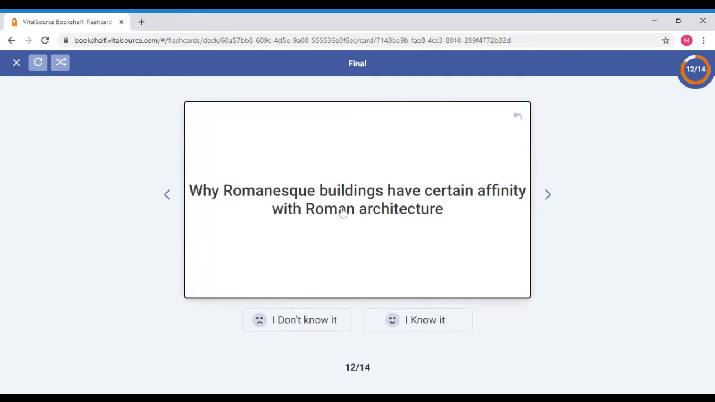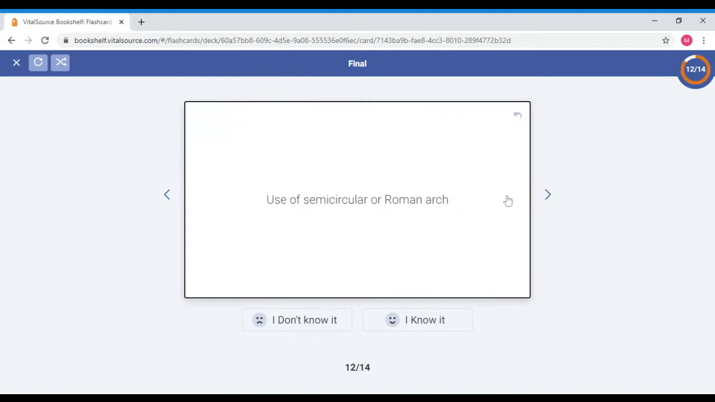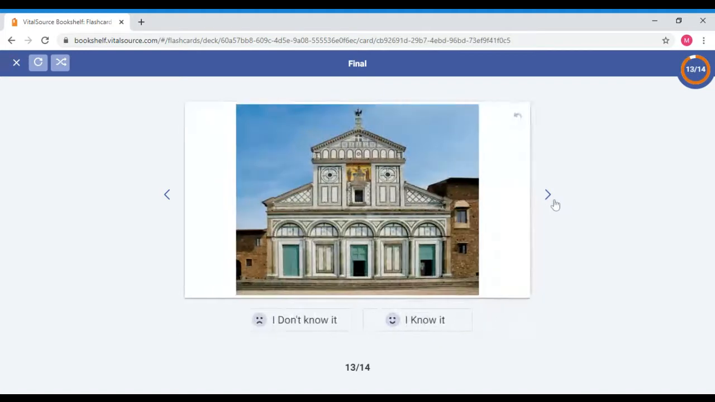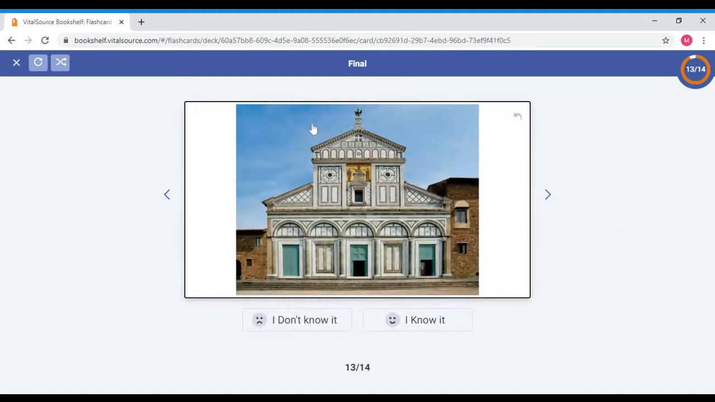Again, pretty simple. Why do Romanesque buildings have certain affinities? What is their affinity? They mostly use the semicircle or Roman church. So again, what is this? I didn't mention this building in the presentation. It is in the book, but it's going to be on the test. I didn't mention it, but what style is this?